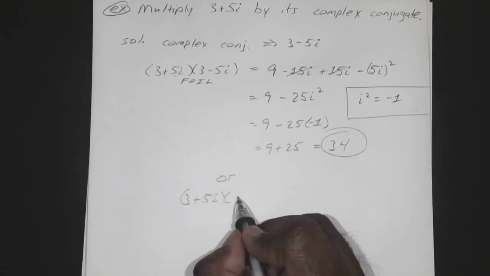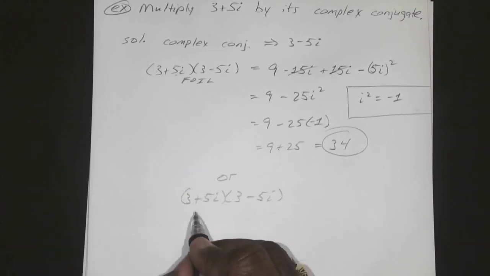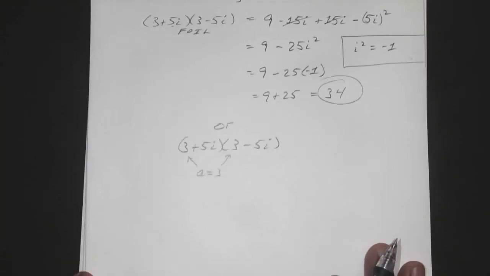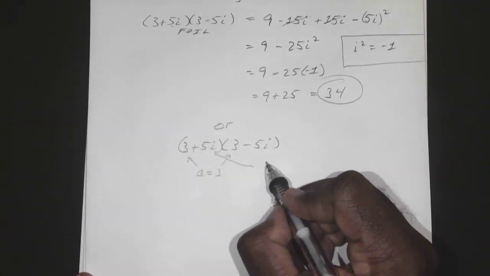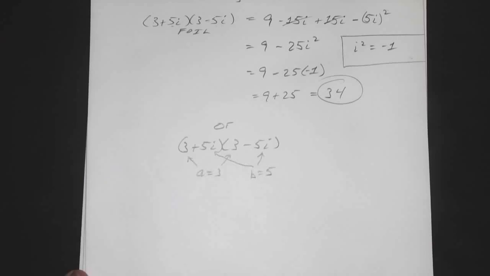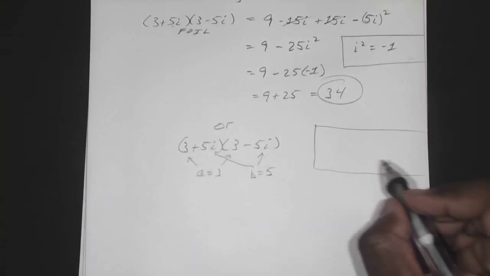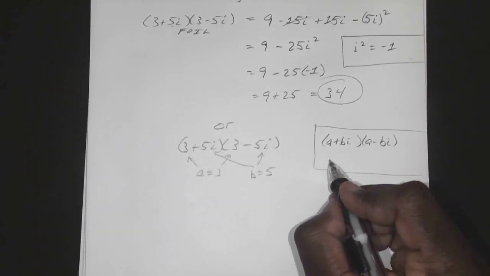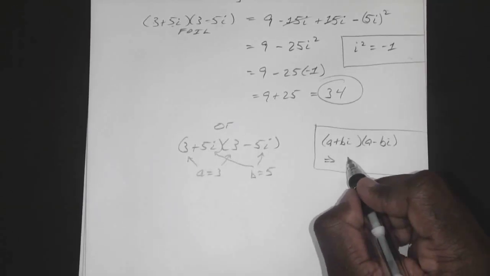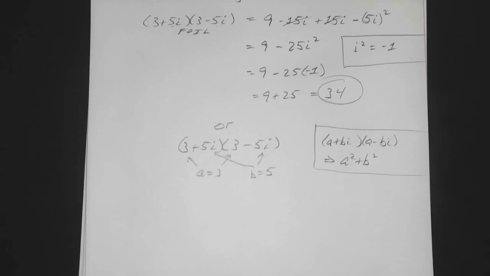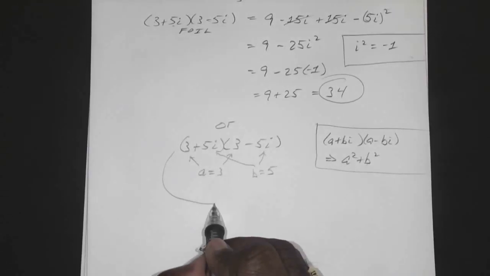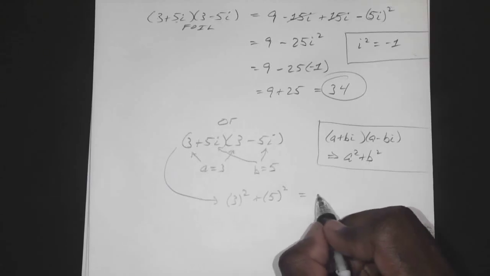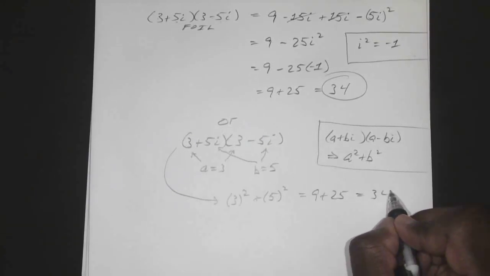3 plus 5i, 3 minus 5i, we know that a is equal to 3. And we can see that our b is equal to 5, because remember, it's just in the form a plus bi, a minus bi. And from the previous page, we know that's equal to a squared plus b squared. So if you wanted to, just using that, we could have just made it 3 squared plus 5 squared, which is 9 plus 25, which is 34.